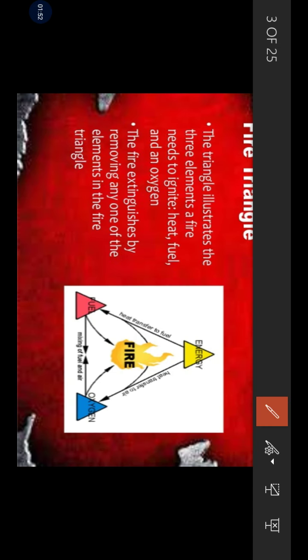See, the triangle illustrates the three elements: heat, fuel and oxygen. The fire is extinguished by removing any one of the elements. If we remove any one of the elements, the fire will be extinguished. See the triangle: fuel, oxygen and energy. It will give the fire.